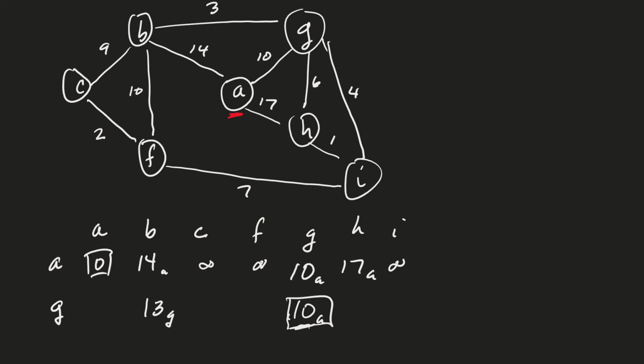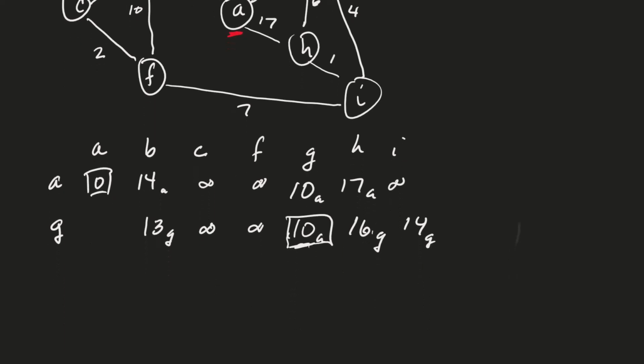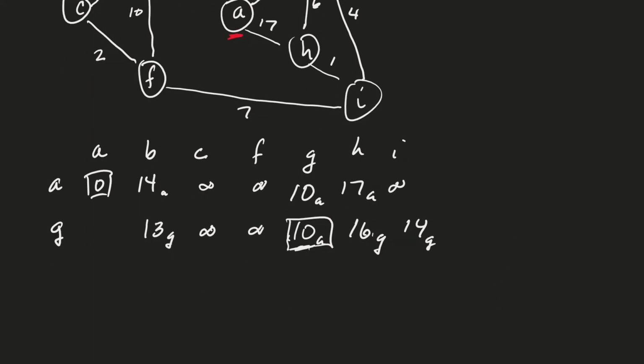Let's see, is G connected to C? No, it's not. G is not connected to F. Did I already go through those? So you just bring down the infinity on those. G is connected to H with a value of 6. 6 plus 10 is 16, and 16 is less than 17, that's why we're bringing it down. And finally, G is connected to I with a weight of 4. 4 and 10 is 14. Okay, good. Now we'll have to go back and forth a little bit.